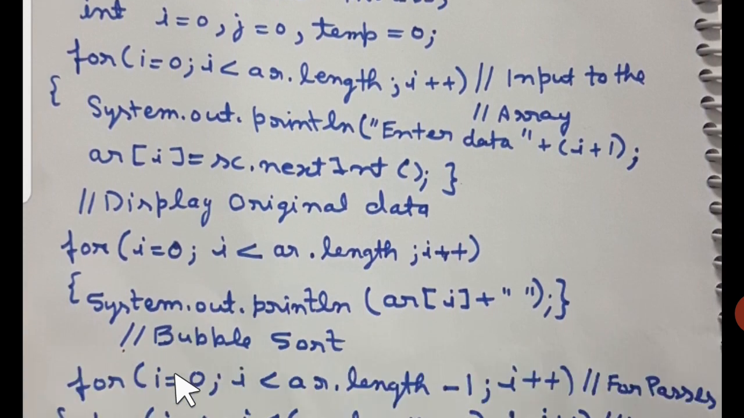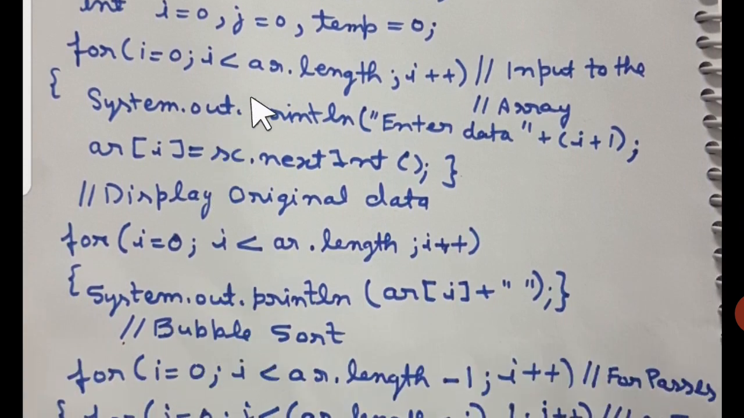After that, to display the original data, the same loop has been used. Whatever is written for the input, the same loop is here. But the change is, instead of the input statement, now there is a print statement, and inside that we have written ar of i plus space. So this will be printed, System dot println ar of i plus space. You can skip ln also, because then it will be in the same line with some gap. So whatever way you like, you may just go ahead with that. Now input is over, display also over.